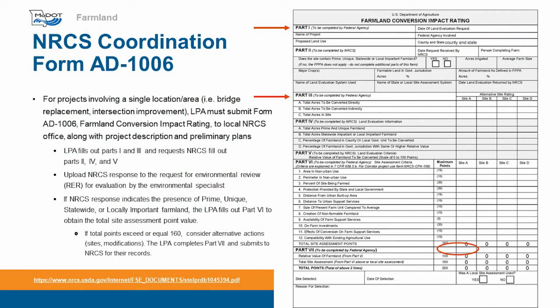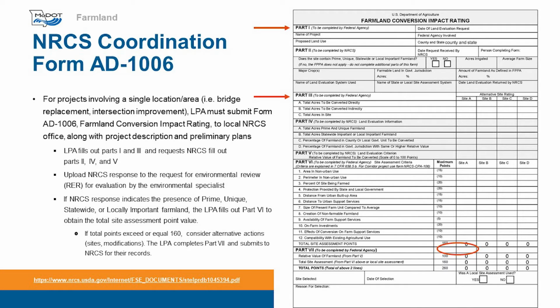When land use changes occur outside a designated urban area, the LPA must submit the Form AD-1006 Farmland Conversion Impact Rating to the local NRCS office. A project description and preliminary plans that show the converted farmland should also be provided. The AD-1006 form can be found at the link on this slide. Detailed instructions regarding how to complete each section are provided on page 2 of the AD-1006, which can be accessed using the link provided at the bottom of this slide.